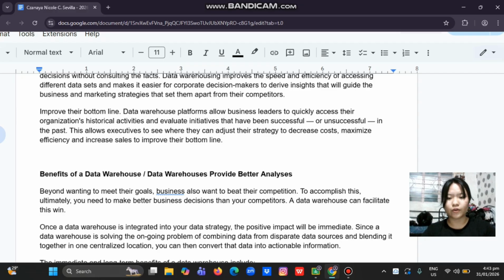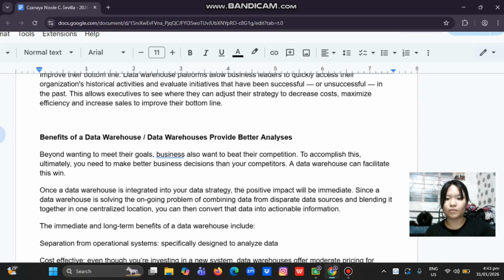Data warehouse platforms allow business leaders to quickly access their organization's historical activities and evaluate initiatives that have been successful or unsuccessful in the past. These allow executives to see where they can adjust their strategy to decrease costs, maximize efficiency, and increase sales to improve their bottom line. Benefits of data warehouse.